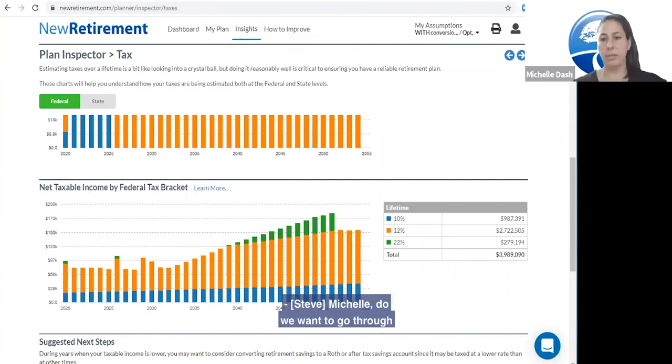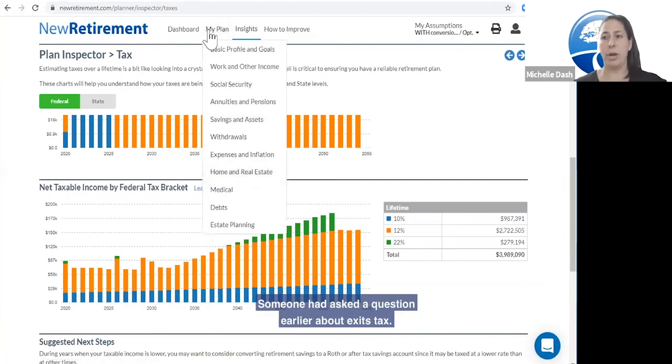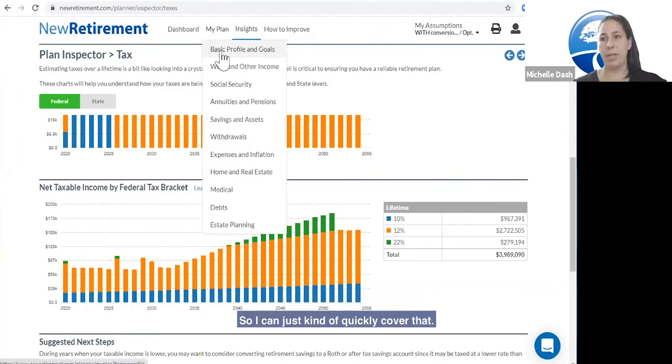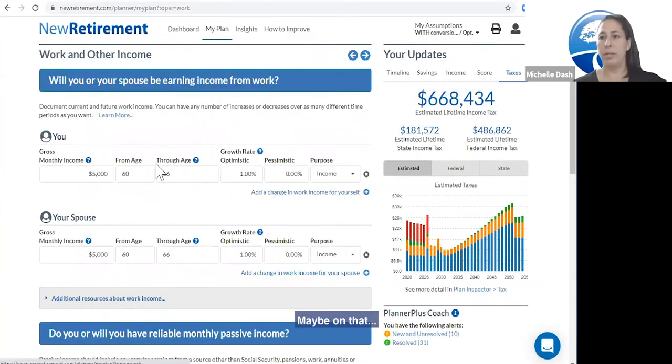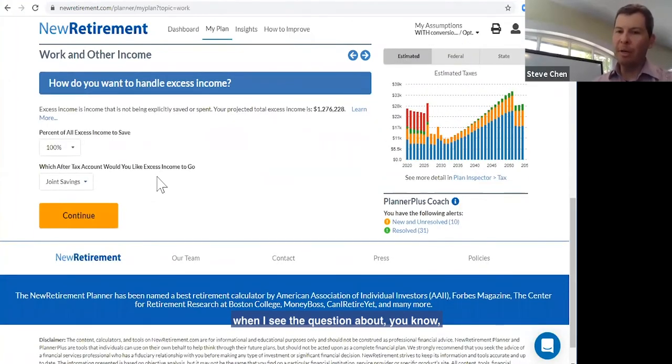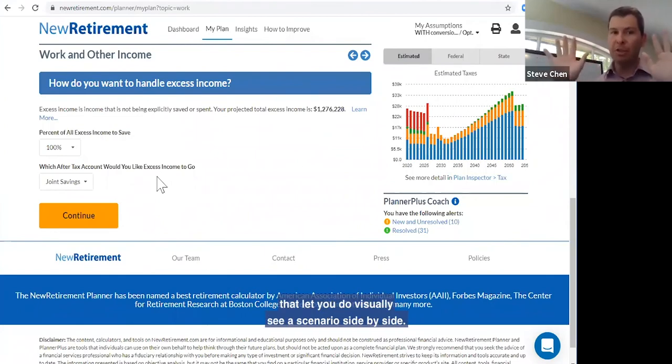Yeah, definitely. So Michelle, do we want to go through the questions then? Yeah, let me do one thing. Someone had asked a question earlier about excess tax, so I can quickly cover that. And I see the question about the ability to do scenarios side by side. That's something we're working on. Andy's been designing it. We're going to come out with a very new UX the latter half of this year that'll let you visually see scenarios side by side.